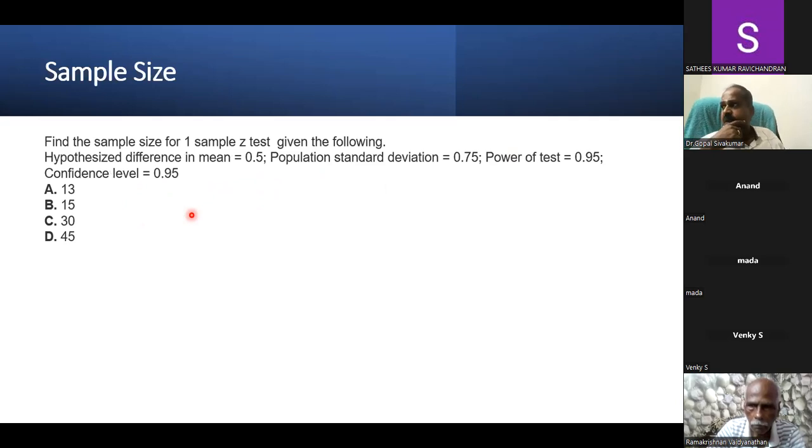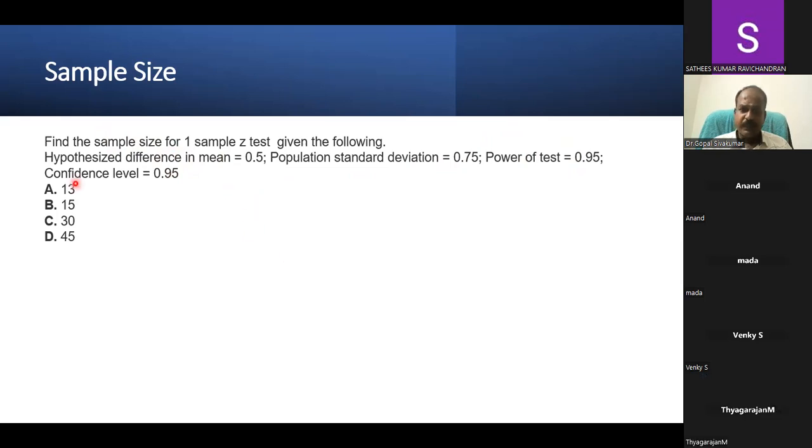Okay, this sample size, look at the problem. This definitely requires software or some table to find out. Find the sample size for one sample Z test. Given the following: the difference in the mean is 0.5, population standard deviation is 0.75, power of test is 0.95, confidence level is 0.95. All of you, can you remember this?